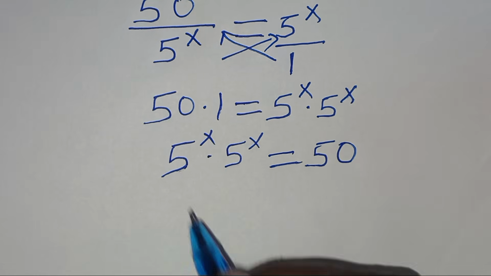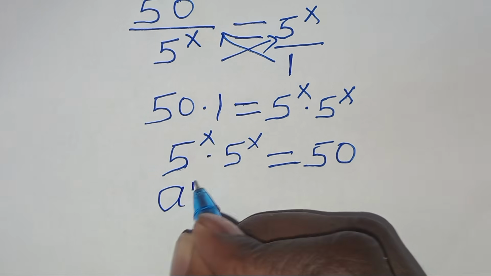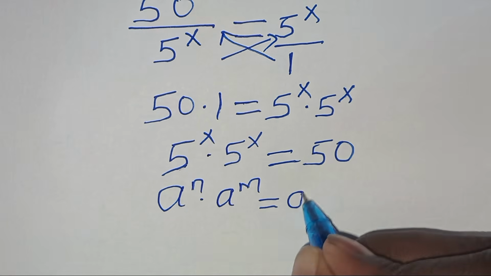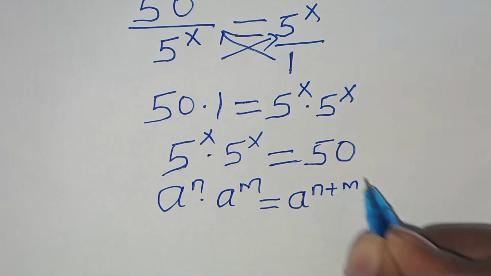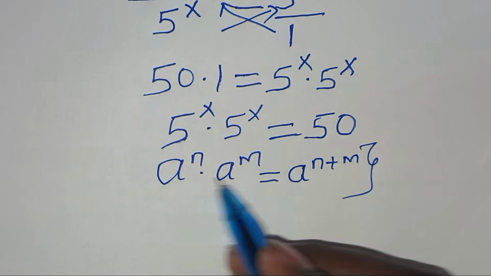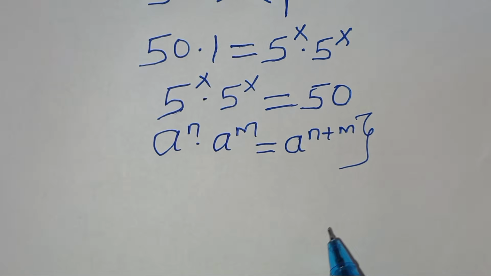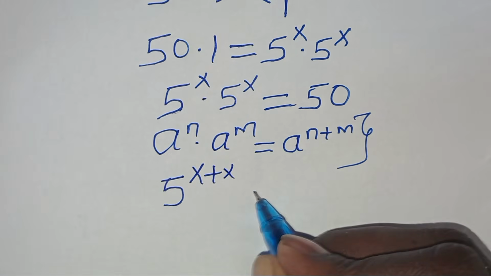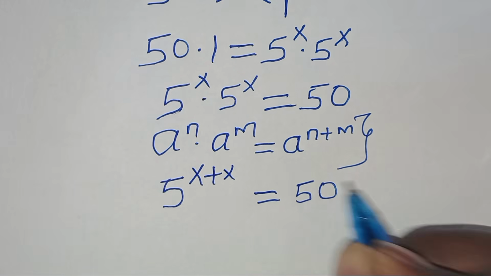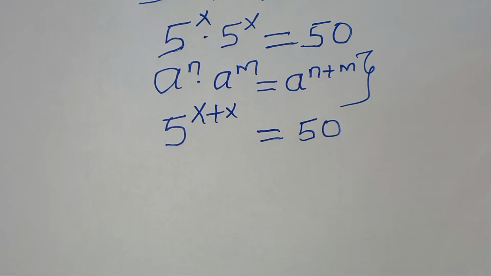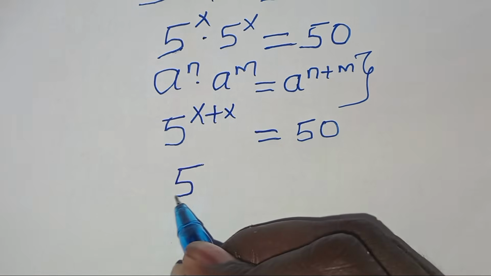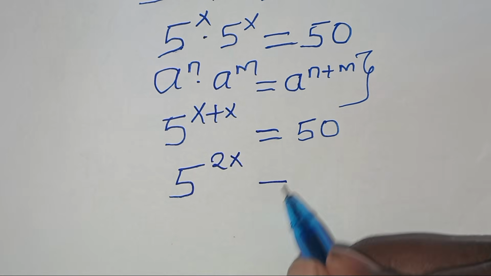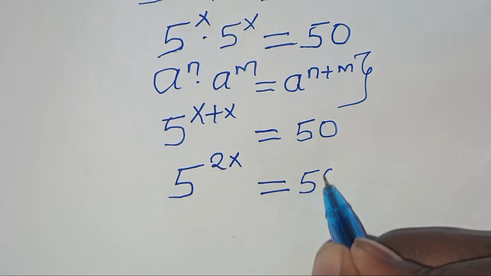Now, this is in the form of a to the power of n times a to the power of m, which can be expressed as a to the power of n plus m. Applying this exponent property, we have 5 to the power of x plus x equal to 50. So this means we have 5 to the power of 2x equal to 50.